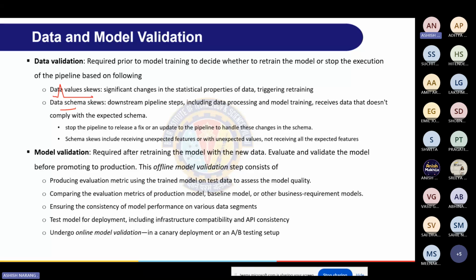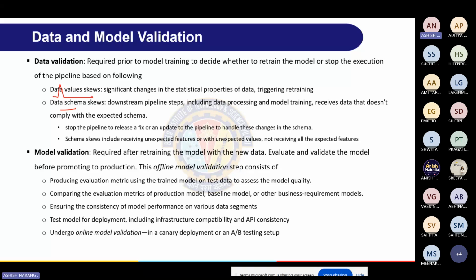Is my schema matching? Are the values in line with what we were earlier receiving, right? Is there any other sort of data which is inaccurate? So all these things we need to do, right? Kind of a pre-processing before you retrain a model. Now, after retraining, you need to do the model validation. Is the new model actually better?